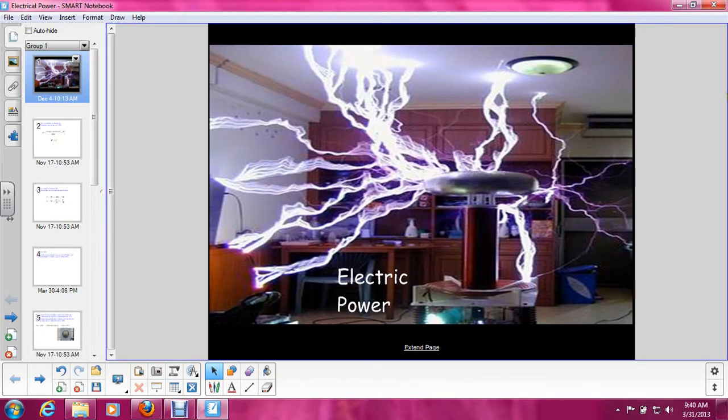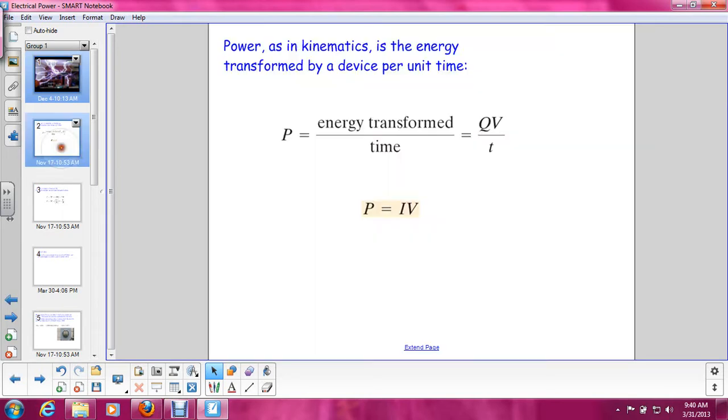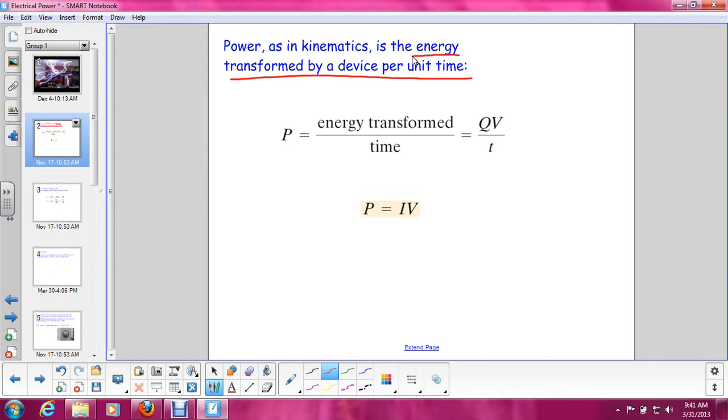Talk about electric power. Now we've all heard the word power thrown around, but I'm going to tell you exactly what it is. We've already kind of talked about power when we talked about energy. And electrical power is the same as the power we talked about before. It is the energy used or transformed per unit time. So it's the number of joules per second that are transformed. So power is energy transformed divided by the amount of time it takes.